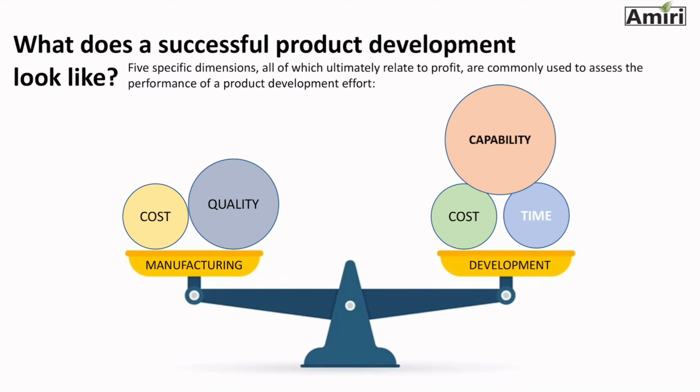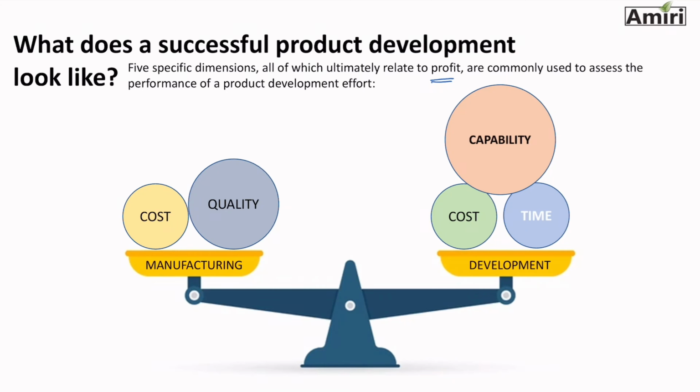Speaking of how you measure the success of a product development, there are 5 specific dimensions that define it. All of them ultimately relate to the profit, which is the bottom line of any business and any company. Again, nonprofits are an exception, but for any business, any engineering firm, any company, the bottom line is to make money and earn a profit. So these 5 dimensions are used to measure success of a product development.